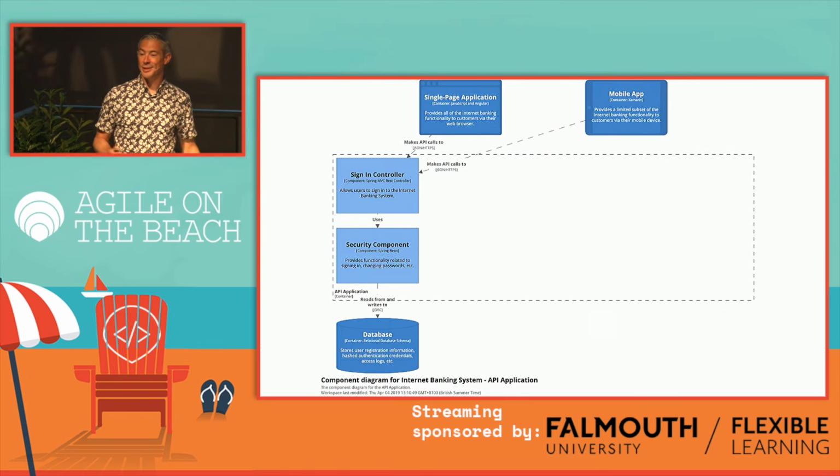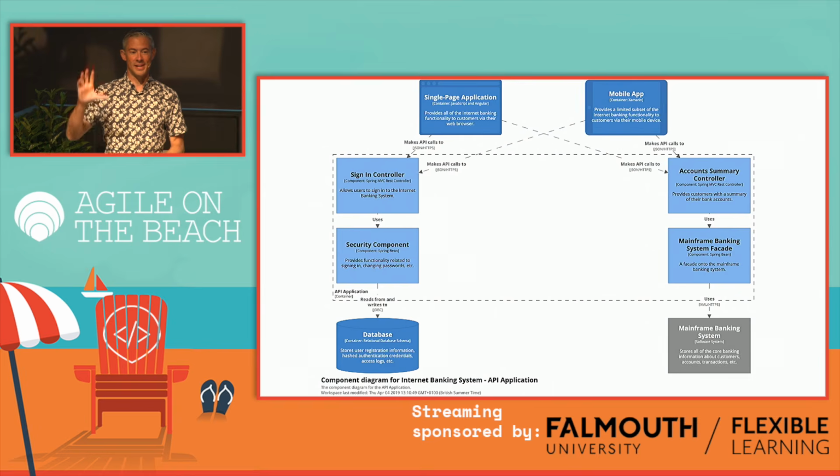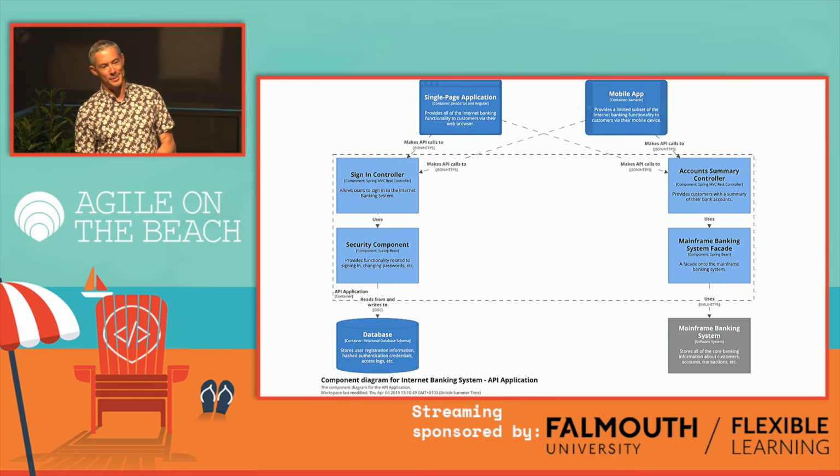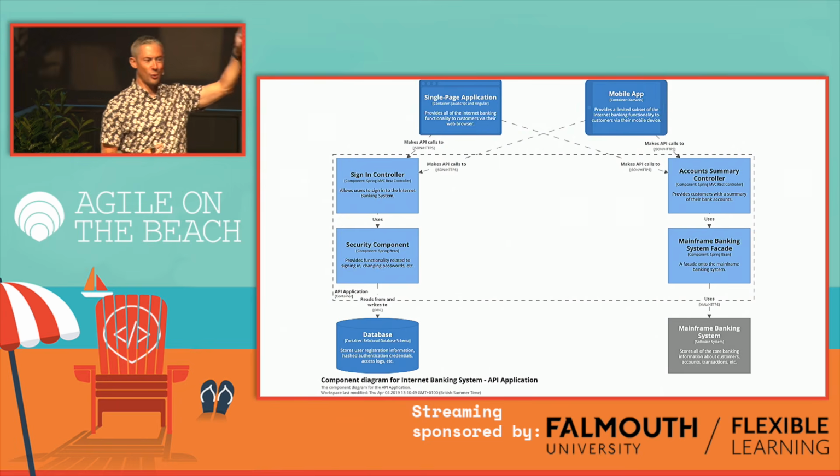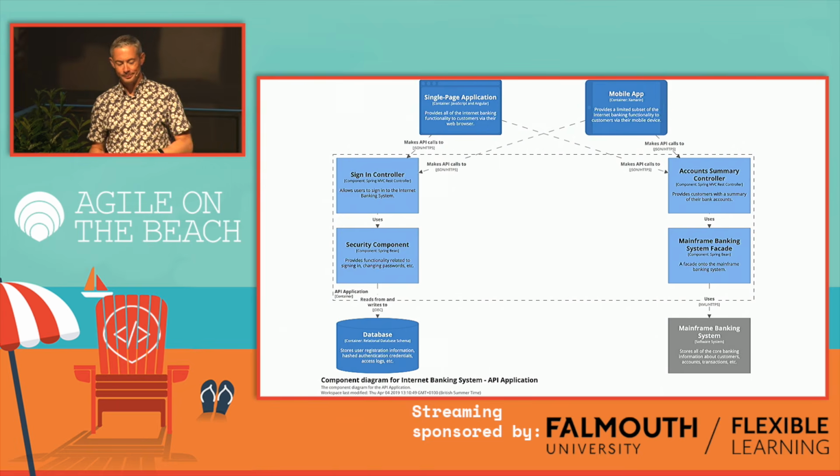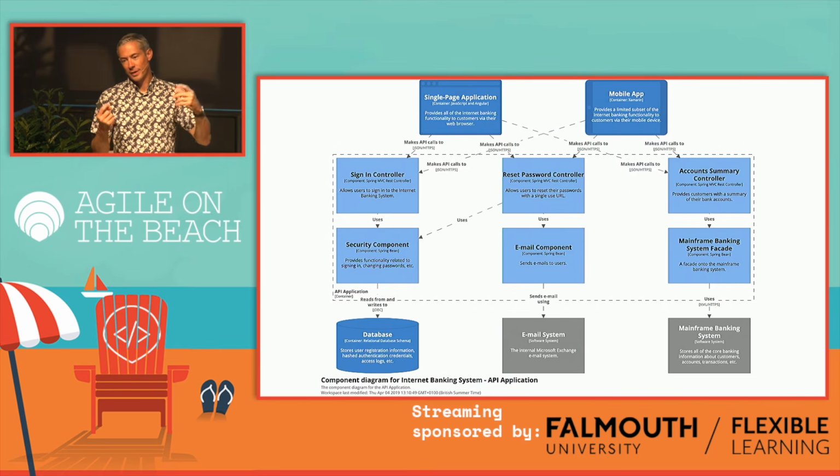Once you're signed in, you get a list of your accounts. Let's imagine that that's serviced by a separate accounts summary controller. Again, that's providing another API endpoint. And that's going to use this really horribly named mainframe banking system facade component, which talks to the horrible back-end banking system. If someone wants to reset the password, yeah, we'll give them a way to do that as well.